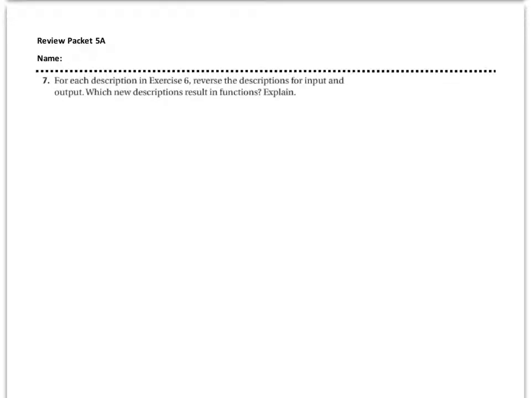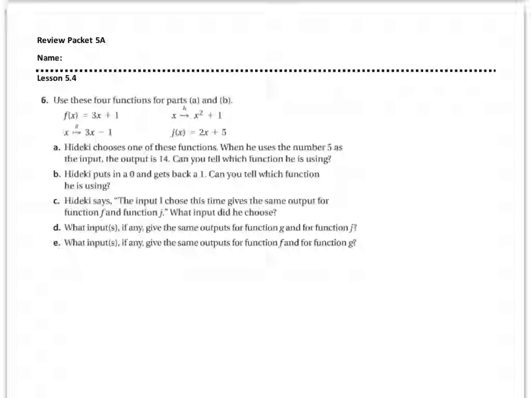Next problem, for each description, reverse the description for inputs and outputs. So for example, part A is, can you tell the day of the year based on the temperature of Barcelona? Obviously not, so it's not a function. Okay. So that's lesson 5.4.